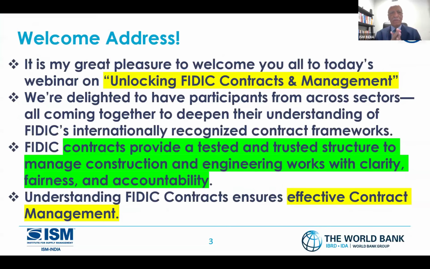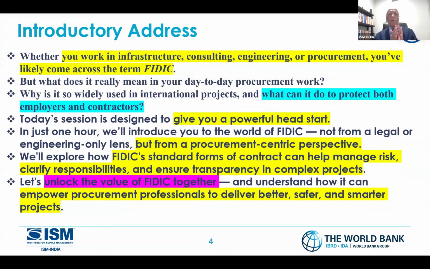Now, if I had to say in one line, the FIDIC contracts provide tested and trusted structures. There are a wide range of structures. Each country has its own contracts. The World Bank has its own contracts. The Asian Development Bank has its own contracts. The African Development Bank has its own, but this one is the most trusted when it comes to international contracting.